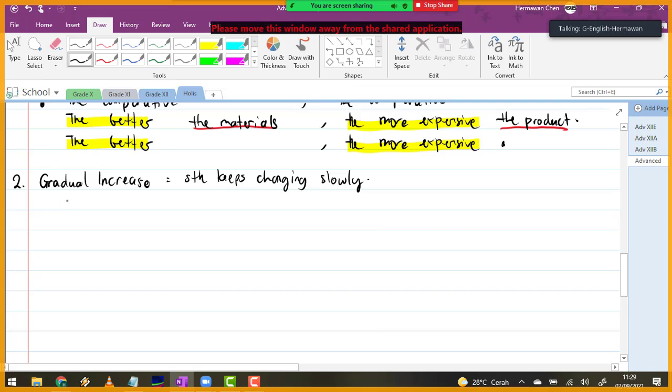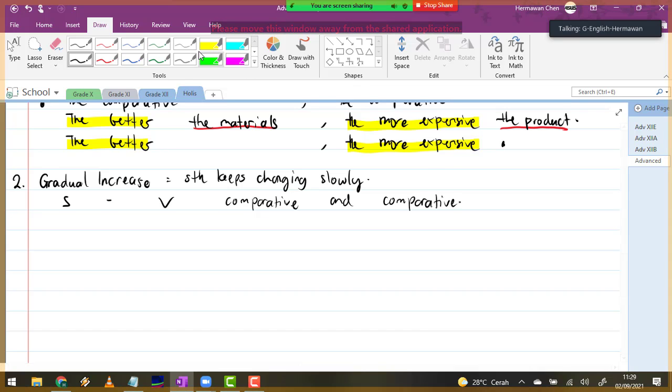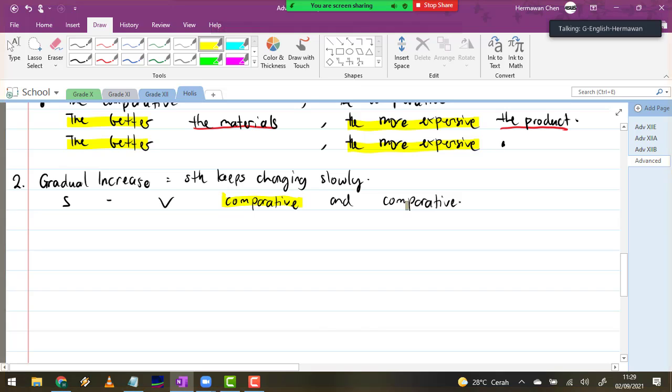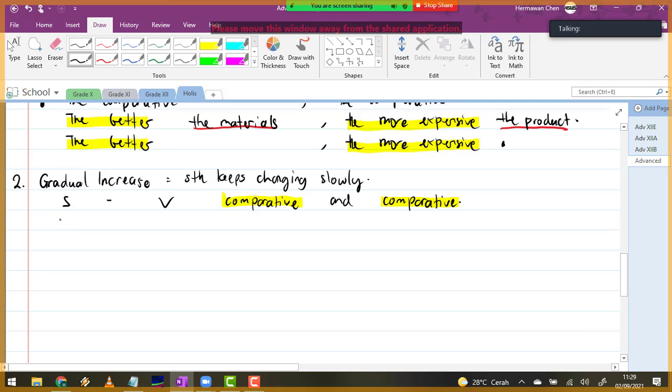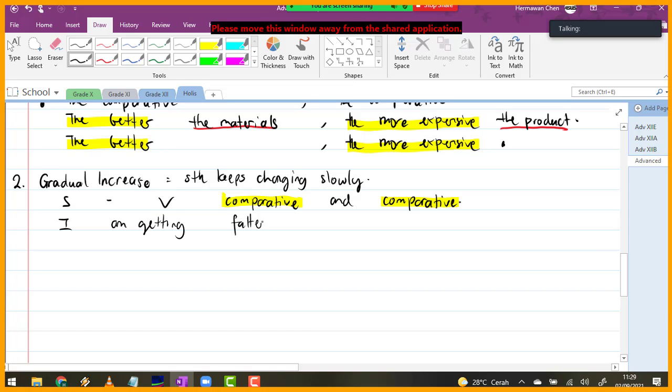Okay, what is the pattern? The pattern is subject, verb, comparative, and comparative. That's the pattern. I'll give you the example. I am getting fatter and fatter.